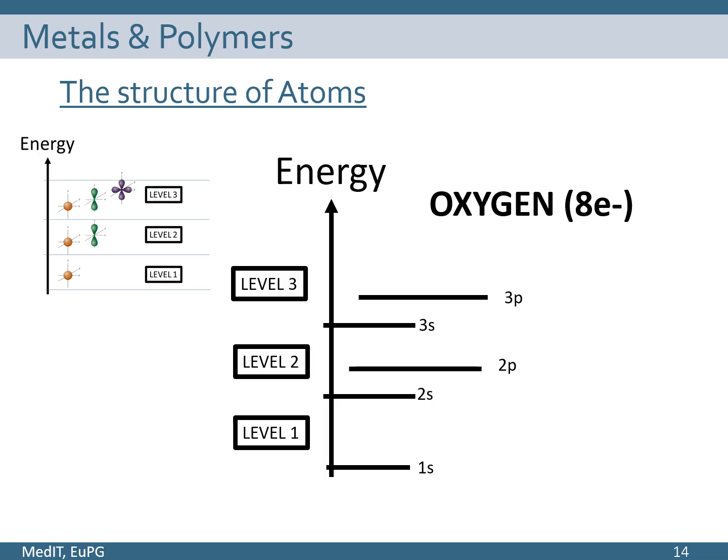So oxygen has 8 electrons. The symbol for oxygen is O-8-16. At least that's the most common form of oxygen. We are not talking here about its isotopes. So oxygen has 8 electrons, and please put them where they belong.